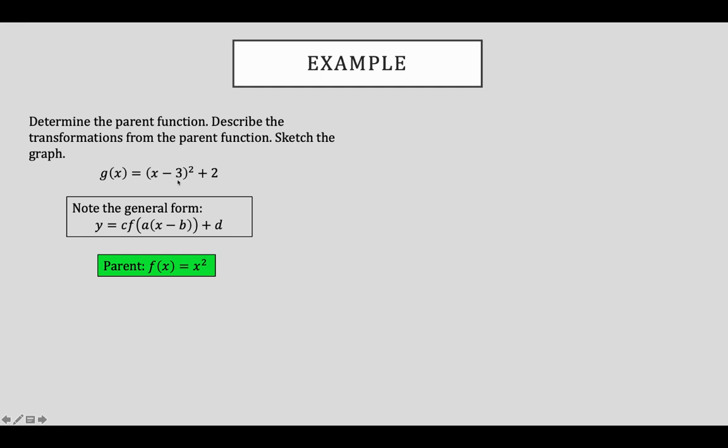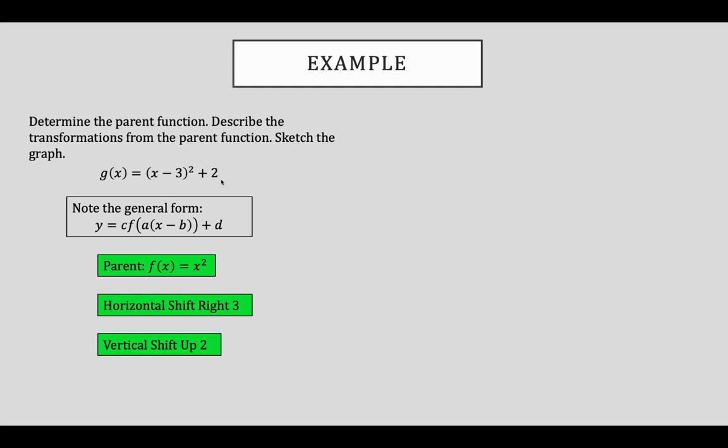The constant b controls our horizontal shifts, and because b is 3, that means our graph is going to shift to the right 3 units. Well, what else is different in our function g of x? We are also adding a 2 outside of the parent function. Adding a constant outside of the parent function controls our vertical shifts. In this case, d is equal to 2, which means our graph is going to shift up 2 units. Those are all of our transformations.